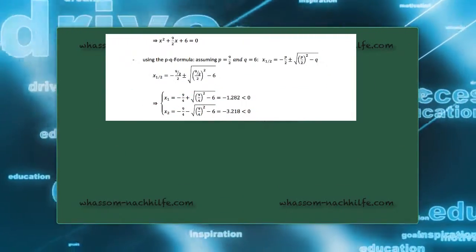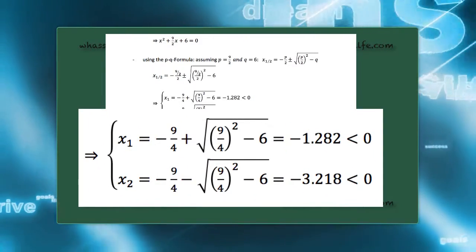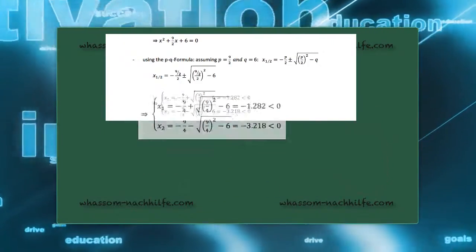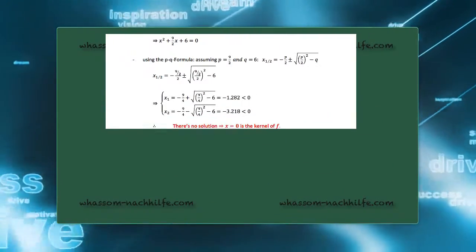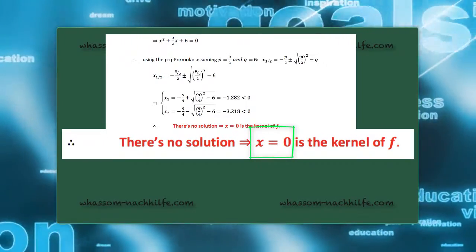Then we'll be given two solutions, x sub 1 and x sub 2, that are both negative, rather than less than 0. What that means in this case is that there is no solution, and therefore we will decide x equals 0 to be the kernel of this function.